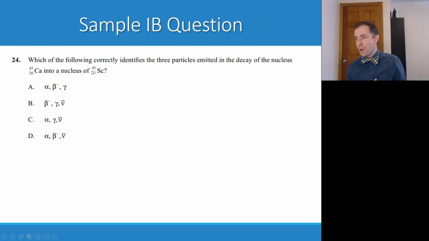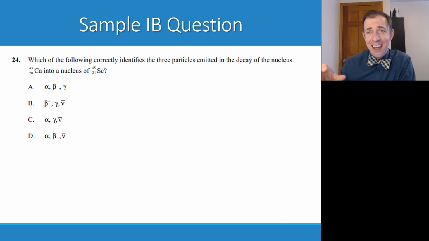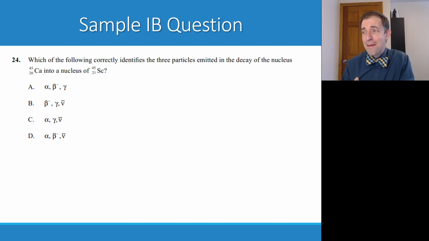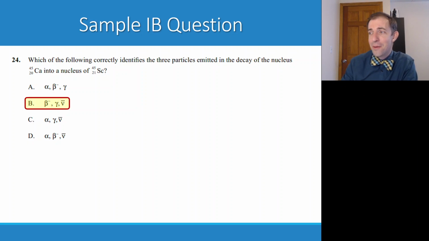Well, here you'll notice that the mass number does not change. The example of the mass number not changing was one of the beta decays. Alpha decay, the mass number changed by 4 because the helium nucleus had a mass of 4 that it lost. So I know that beta decay is part of this and alpha decay is not. That very quickly narrows it down to the one correct answer, which is B.